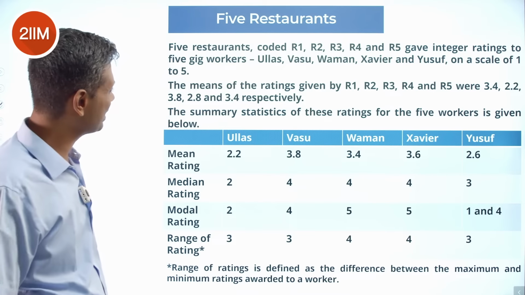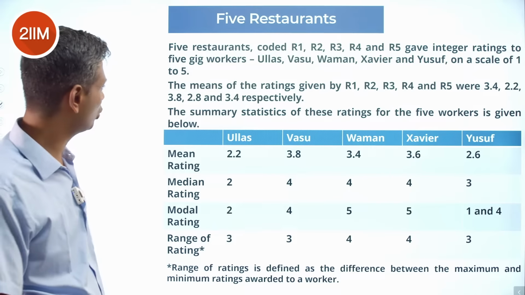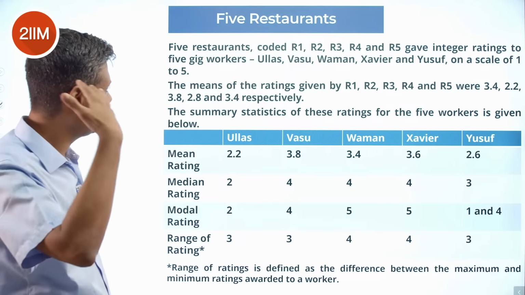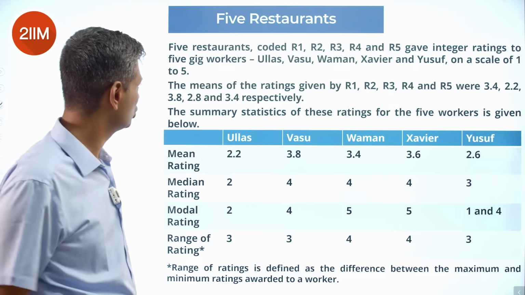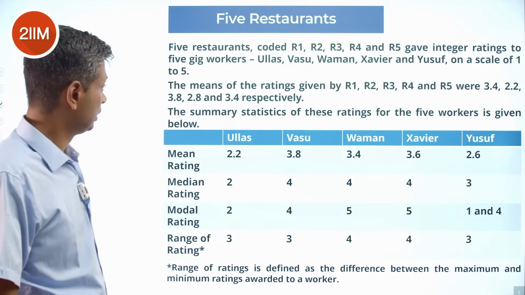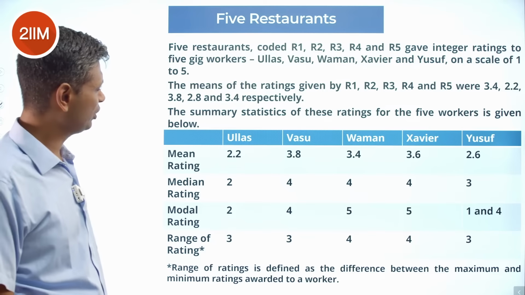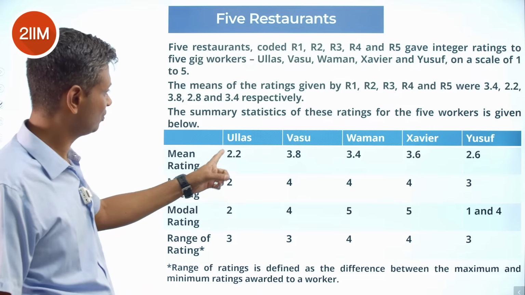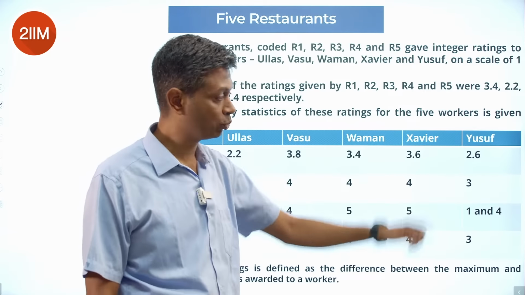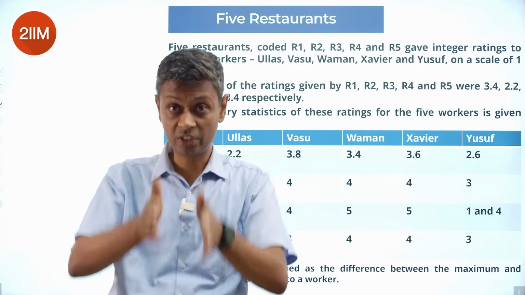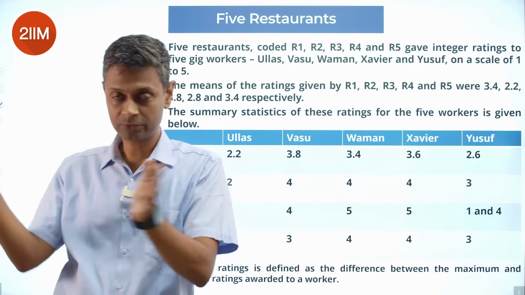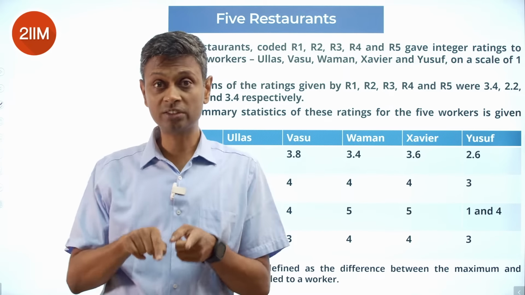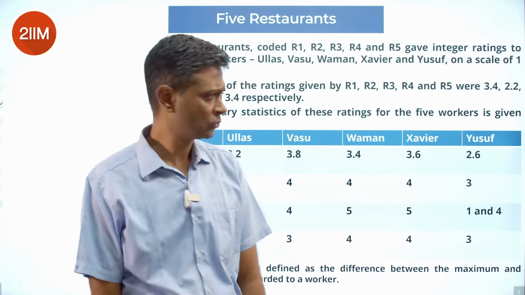The means of the rating given by R1, R2, R3, R4, and R5 were 3.4, 2.2, 3.8, 2.8, and 3.4. 5 restaurants, 5 people, 1 to 5 integer ratings. The summary statistics of these ratings for the 5 workers is given below. Mean rating for Ullas is 2.2, Vasu is 3.8, 3.4, 3.6, 2.6. So we have the mean rating that the gig workers get, and the mean rating that the restaurants have given. How much Ullas has got from R1, R2, R3, R4, R5, we have a mean.